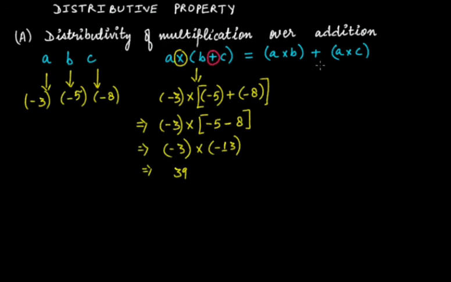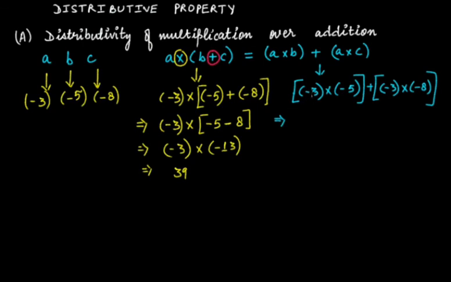Now it's time to solve this one. So a times b will be -3 times -5 plus a times c will be -3 times -8. This will become -3 times -5 will be 15 plus -3 times -8 will be 24. This will give you 39, and therefore we can see that 39 here and 39 here, these two are equal, and this condition gets satisfied.